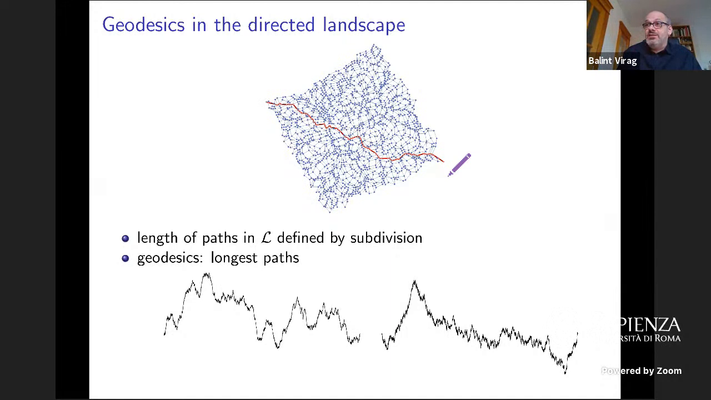Now, geodesics are very easy to define in the limit as well. You do it just like in ordinary metric spaces. You define the length of a path by subdividing into small pieces, and then you, in this case, define an infimum. And geodesics are just simply longest paths. Remember, we have a minus sign, so we look at longest path as opposed to shortest path. So geodesics are simply longest paths. Its definition is very, very easy. And you can show that there is a unique geodesic between any fixed two points, almost surely.